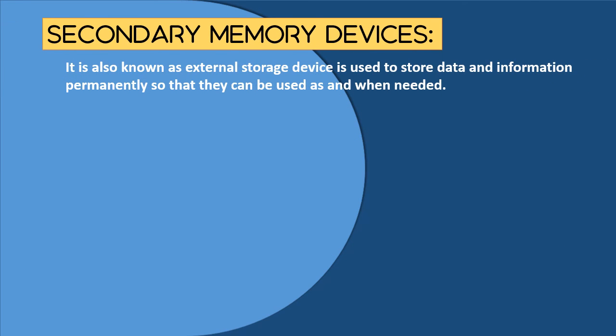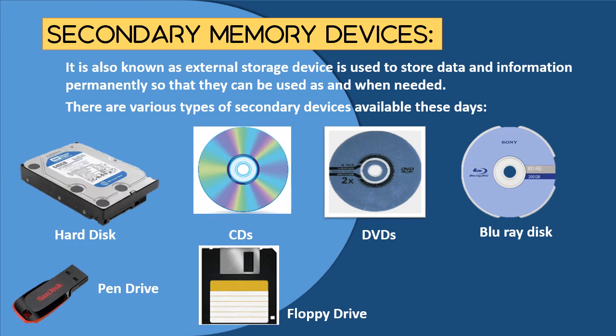Secondary memory devices. It is also known as external storage device, and is used to store data and information permanently so that they can be used as and when needed. There are various types of secondary devices available these days: hard disk, CD, DVD, Blu-ray disc, pen drive, floppy disk.